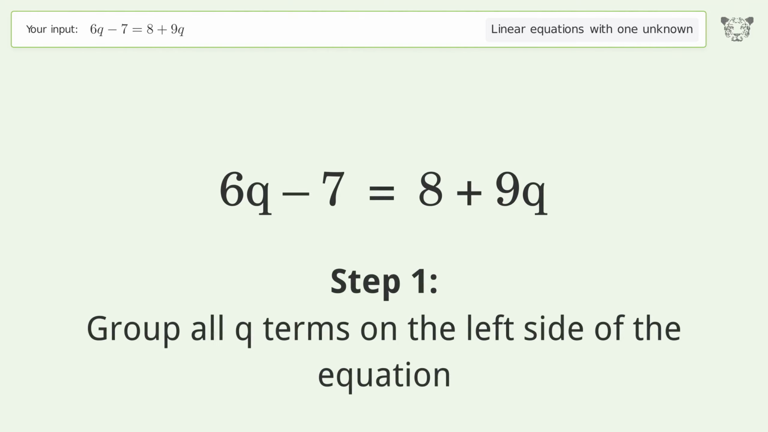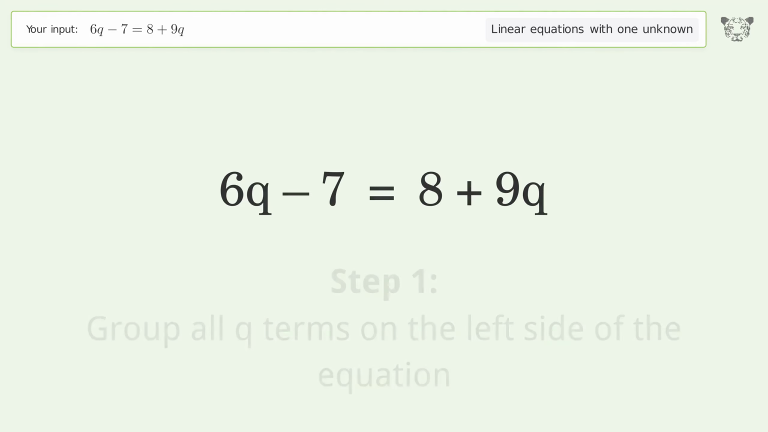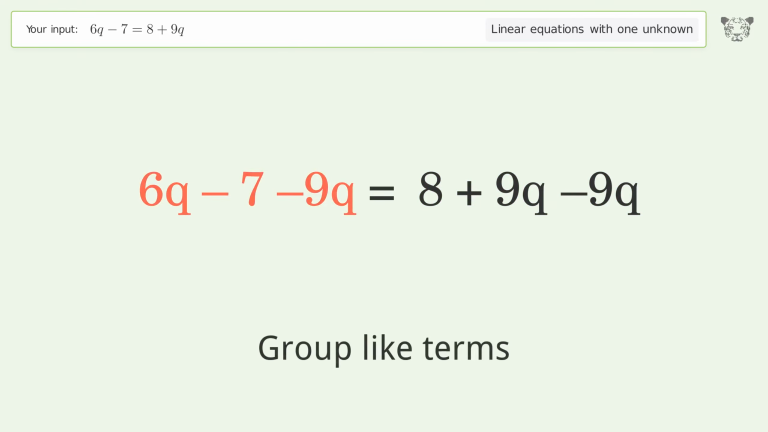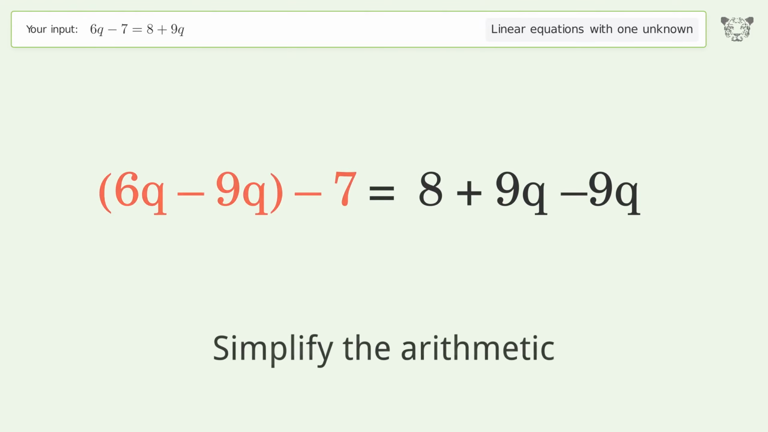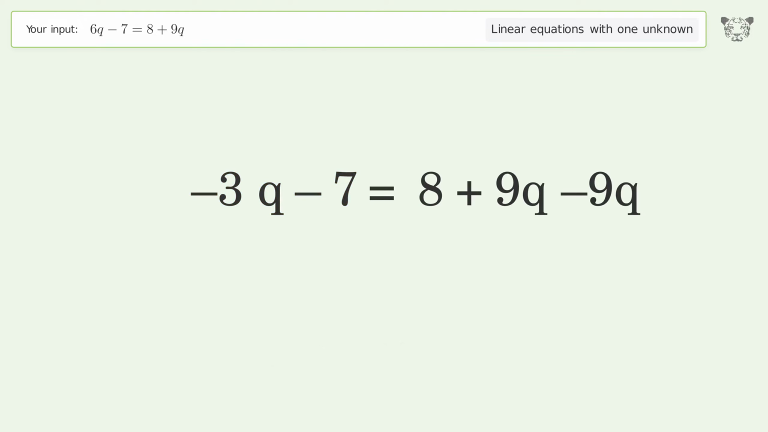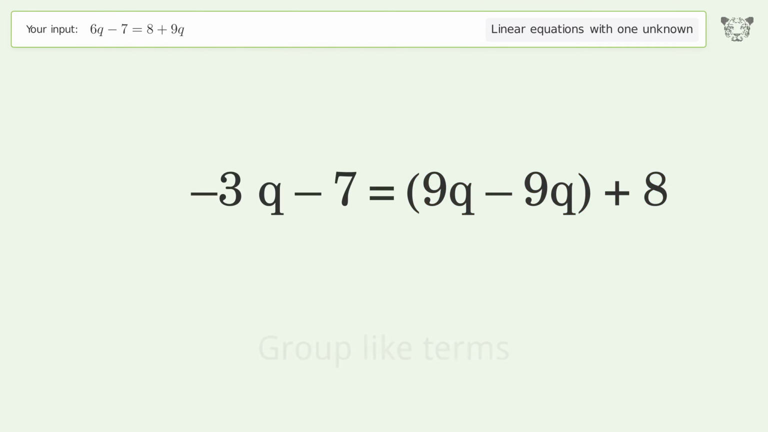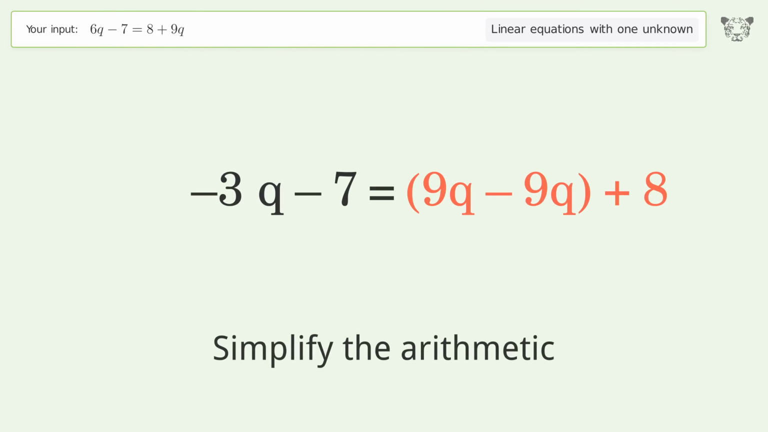Group all q terms on the left side of the equation. Subtract 9q from both sides. Group like terms. Simplify the arithmetic. Group like terms. Simplify the arithmetic.